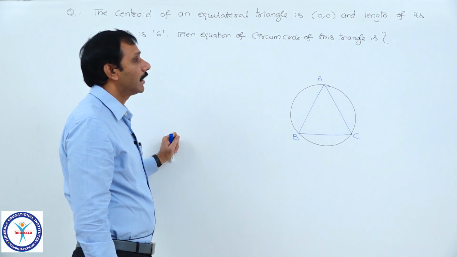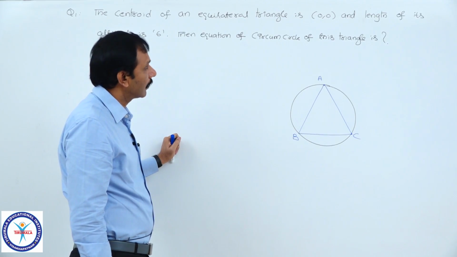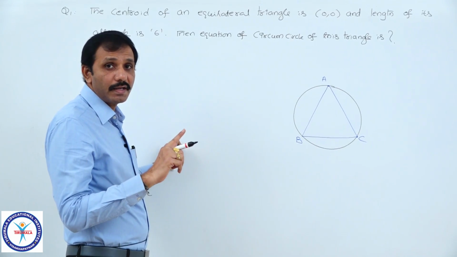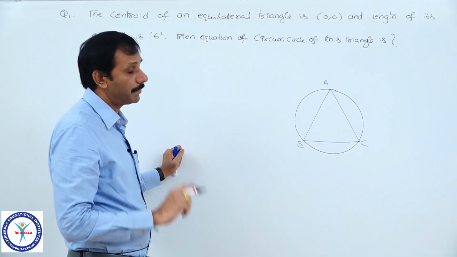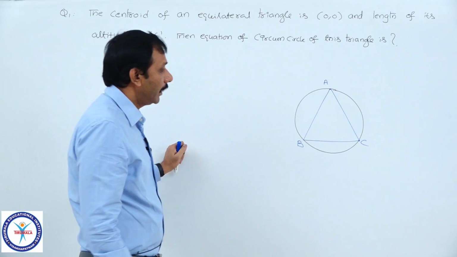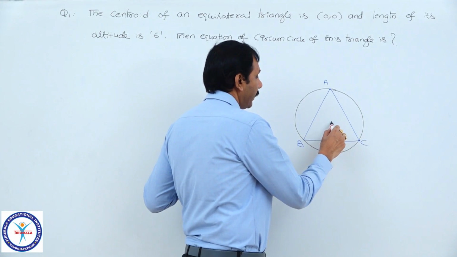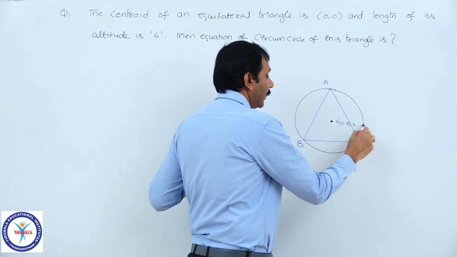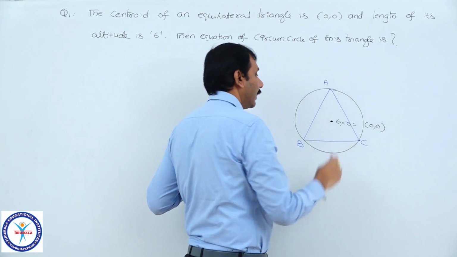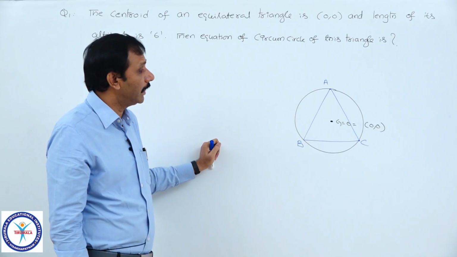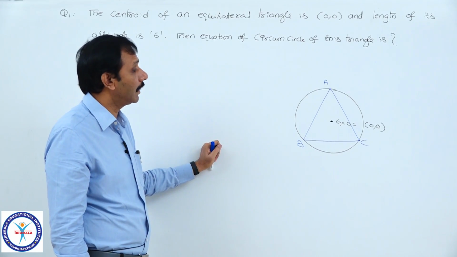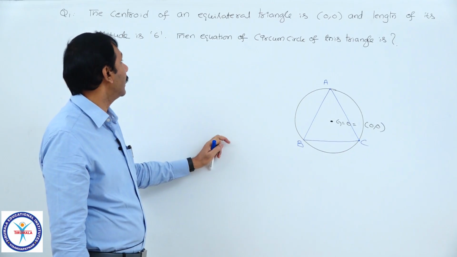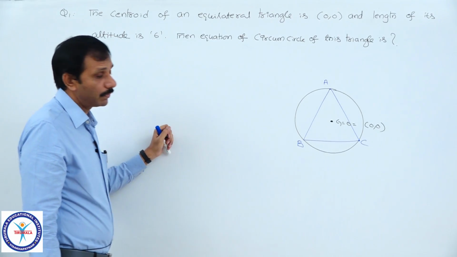Because it is an equilateral triangle, here the centroid is given, but in an equilateral triangle, the centroid coincides with the circumcenter. Therefore, centroid is given means the circumcenter of this triangle is given. That is equal to 0, 0. What else do we need to do this problem? To find the equation of the circle, we want the radius. And what is the other data given here? The length of the altitude is given.